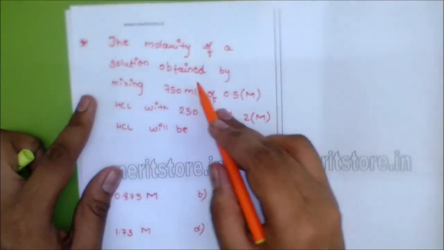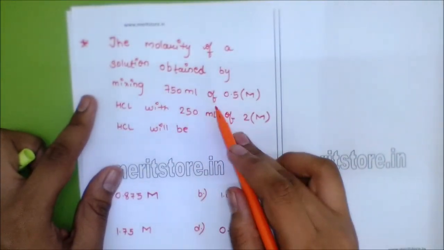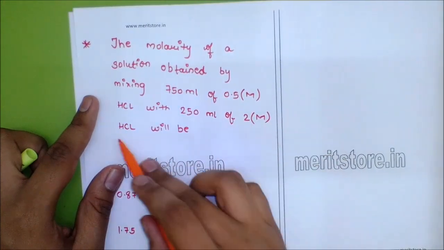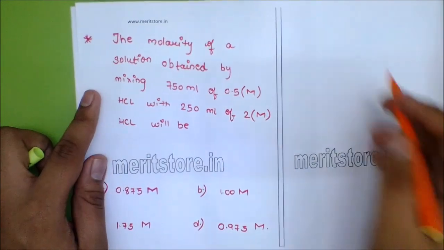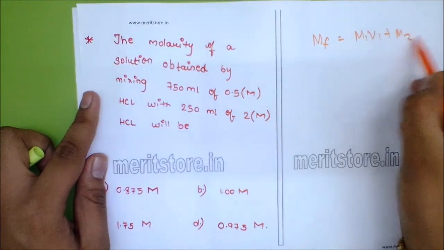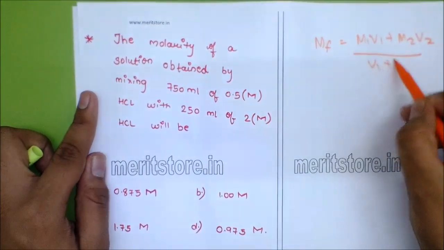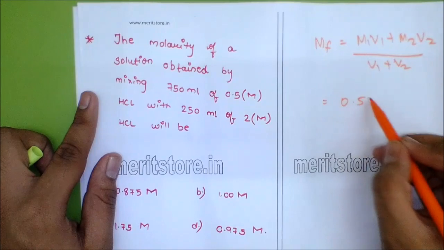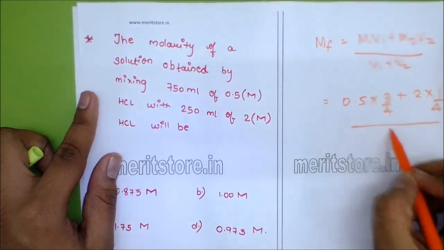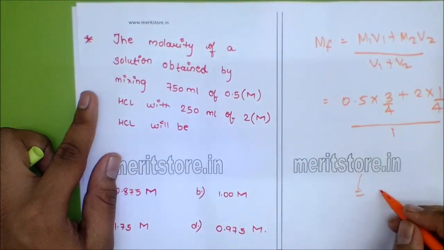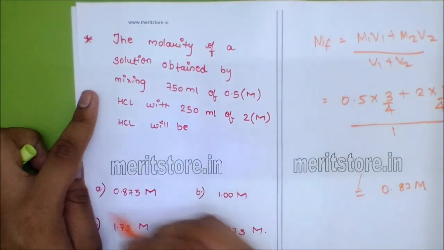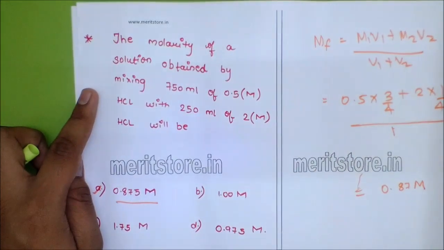The molarity of solution obtained by mixing 750 ml of 0.5 molar HCl with 250 ml of 2 molar HCl will be. Now to solve this question, we know MF is equal to M1V1 plus M2V2 upon V1 plus V2. 0.5 into 3 by 4 plus 2 into 1 by 4 upon 1, which on solving we get 0.875 molar. So option A, 0.875 molar, is the correct answer.